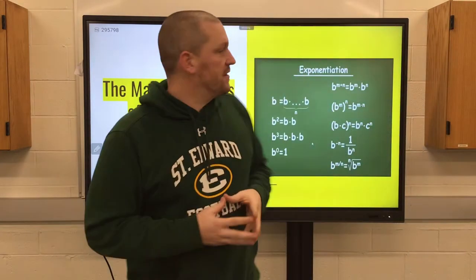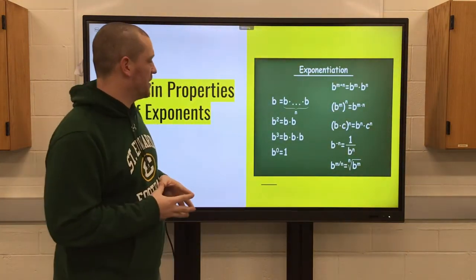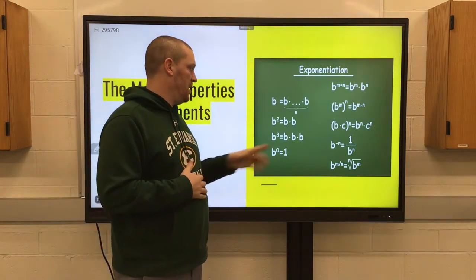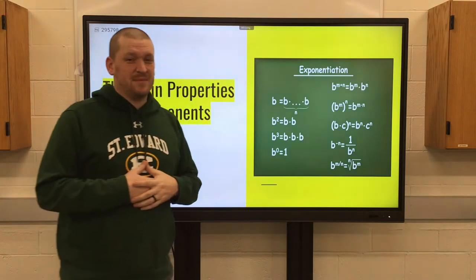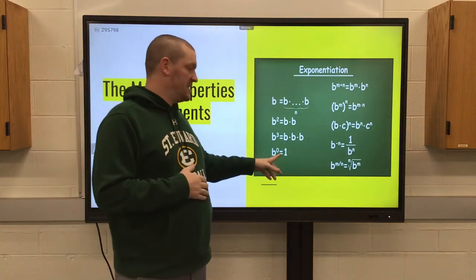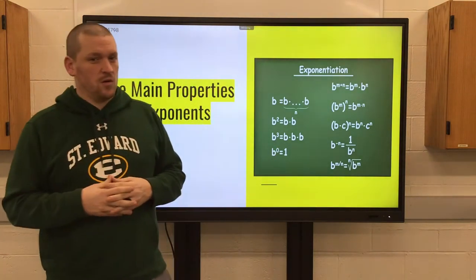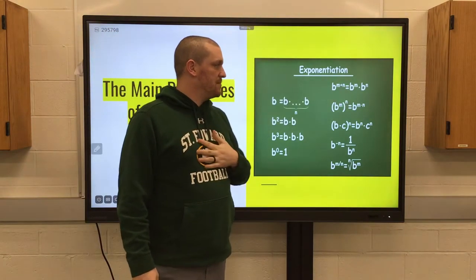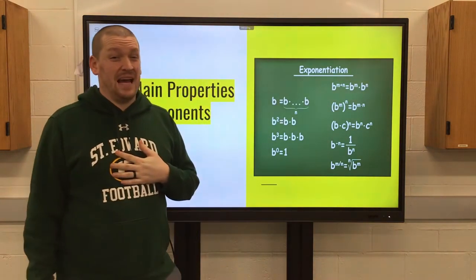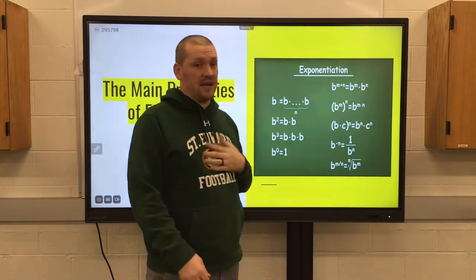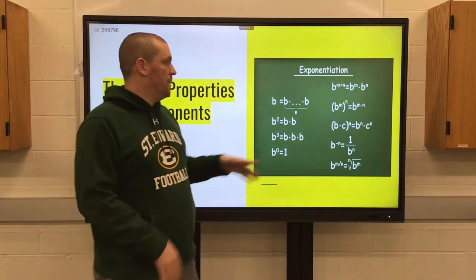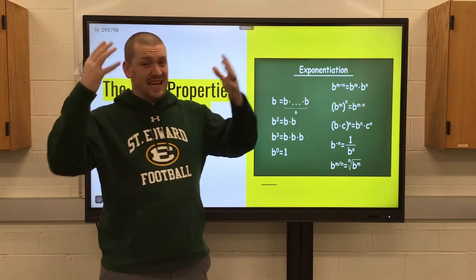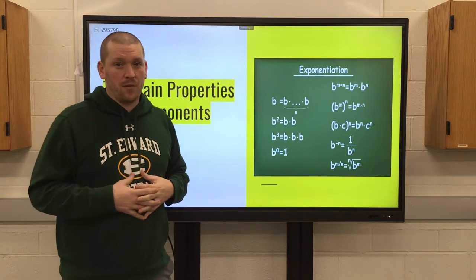Some of the main properties that we deal with specifically look at how we write exponents. If we have b squared, that's b times b. B to the 3rd is b times b times b. B to the 0 is equal to 1, and I'm actually going to ask you a question about that in a little bit. If you have b to the m times b to the n, that's equal to b to the m plus n. We call that the multiplication property of exponents. B to the m times n comes from b to the m to the nth power. We call that the power property of exponents.